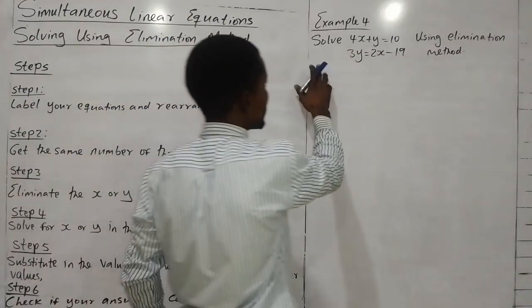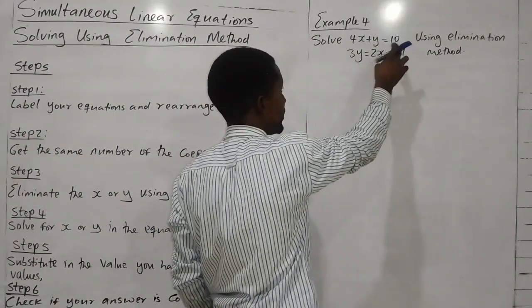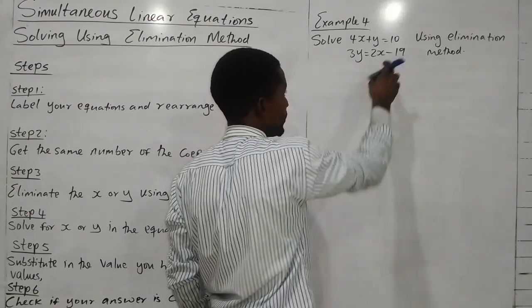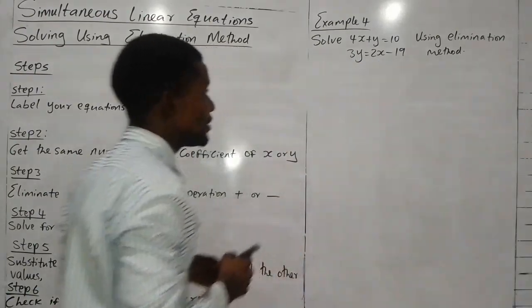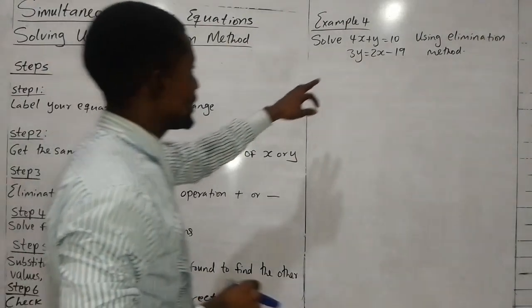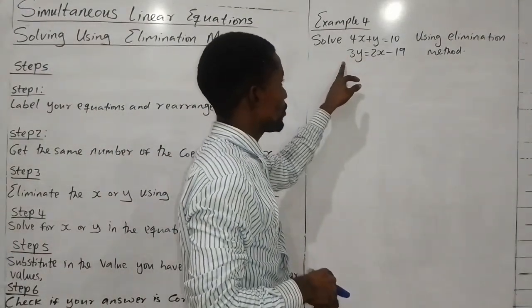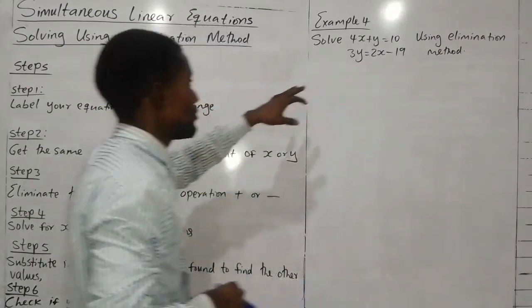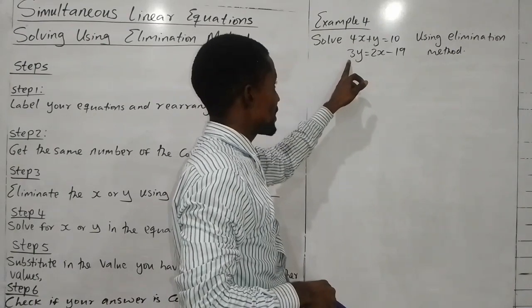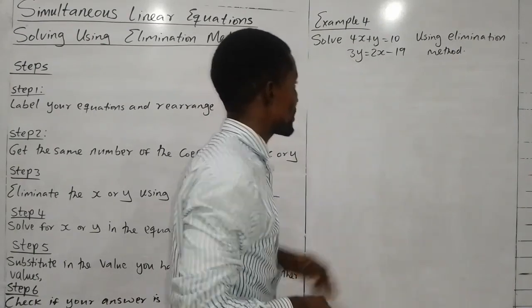So our example 4 says, solve 4x plus y equals 10 and 3y equals 2x minus 19 using elimination method. Now in this case, you can see that the second equation here is not well arranged, because we're having 4x plus y equals 10, but this one is saying 3y equals 2x minus 19.